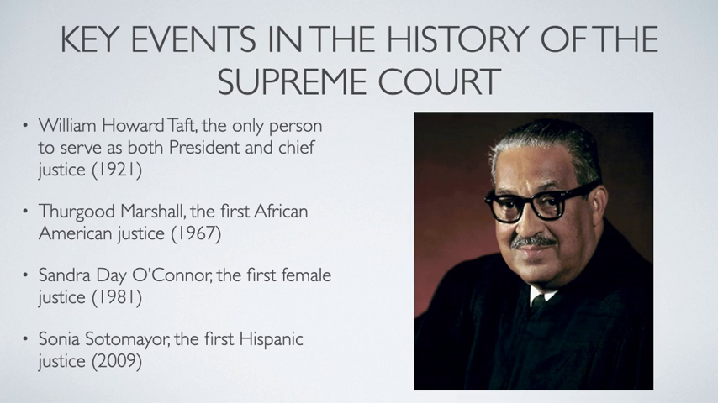1967, we have our first African-American Supreme Court Justice, a man named Thurgood Marshall. He had been a lead lawyer for the NAACP, had helped argue important cases like Brown versus the Board of Education before the court, and then he will become a member of the court in the late 60s.